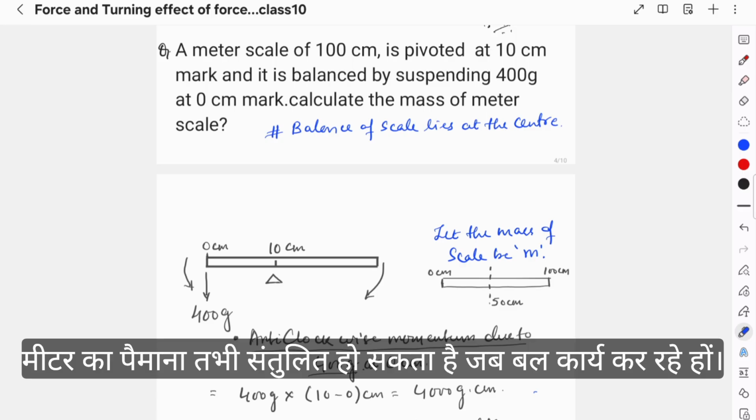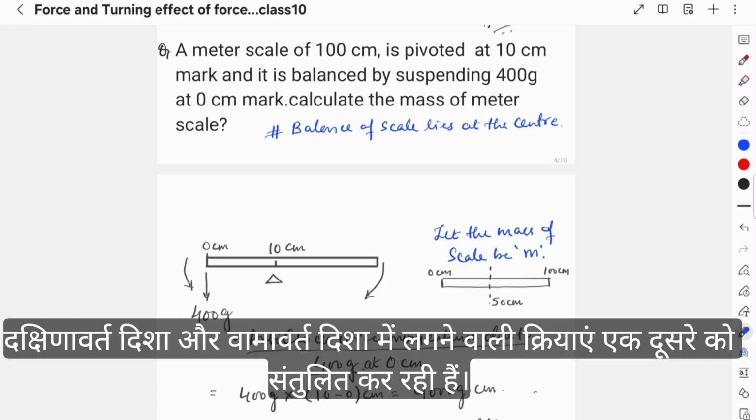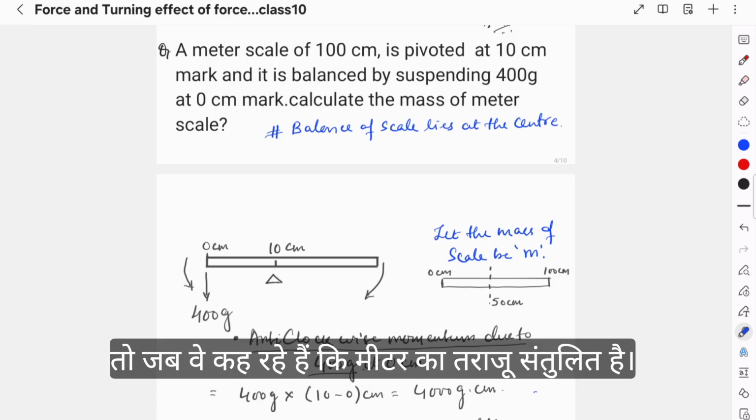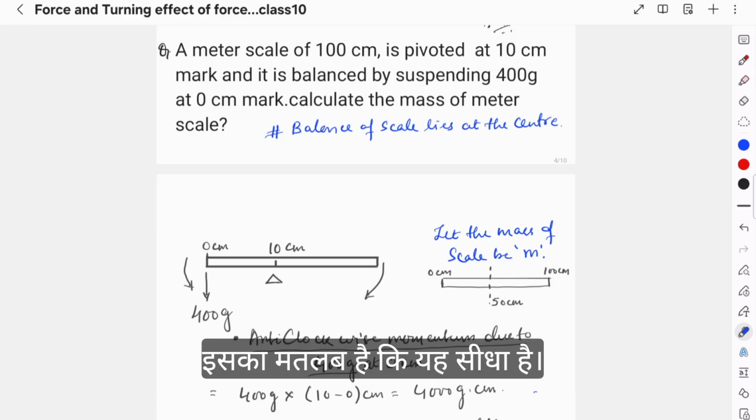The meter scale can be balanced only when the forces acting in the clockwise direction and the anti-clockwise direction are balancing each other. Otherwise it will move in one direction. If the forces are not balanced, it will move in one direction. So when they are saying the meter scale is balanced, that means it is straight.